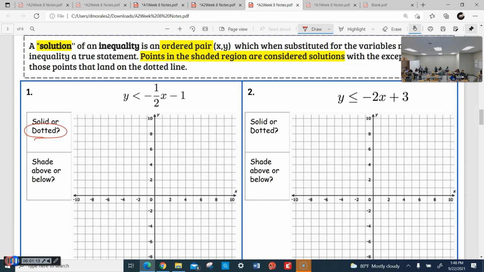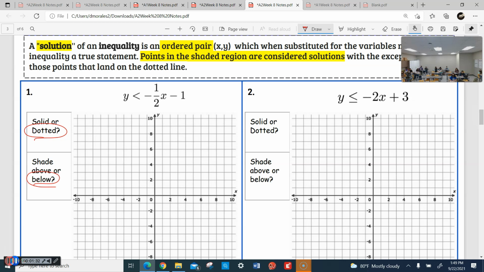And then when we do create the line, we're going to be shading at some point. We're either going to shade above or below. Well, the inequality reads less than. And less than implies that we will be shading below. Less than is below, greater than means above. So now we need to create a line, or at least get some points going.